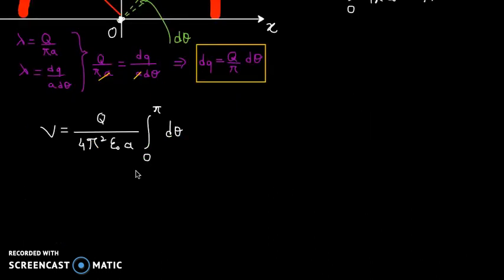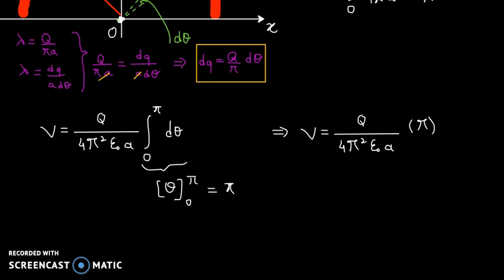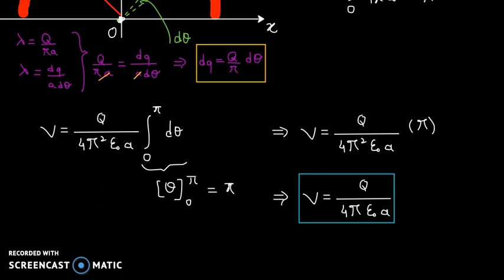Now let's take the integral. The integral of d theta is simply theta evaluated from 0 to pi. So the result here is what? Pi minus 0, that's just pi. So really this is just equal to pi. That brings another factor of pi in the numerator that will cancel, not cancel, but simplify the pi squared in the denominator. And here's the final result. The total electric potential at the center of curvature is equal to capital Q divided by 4 pi epsilon 0 a.